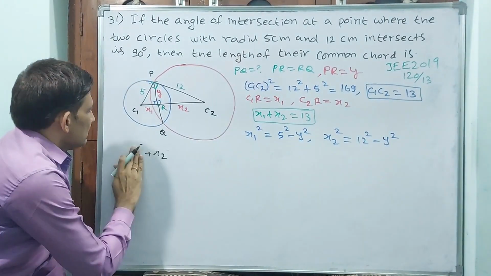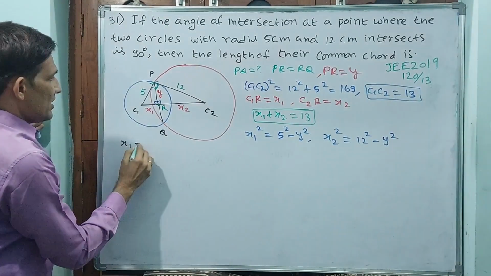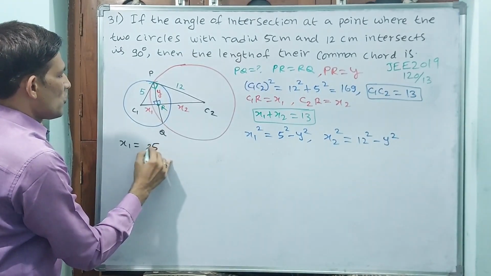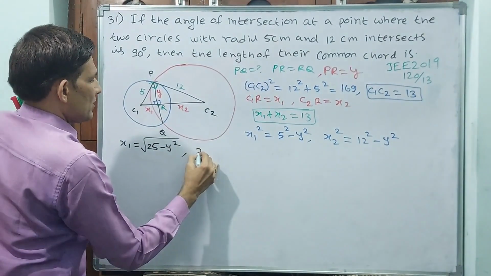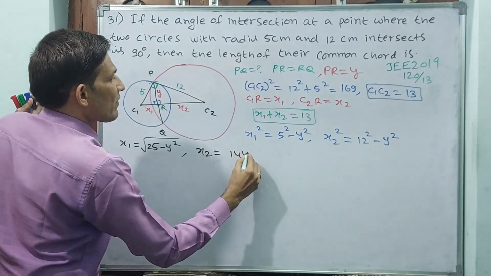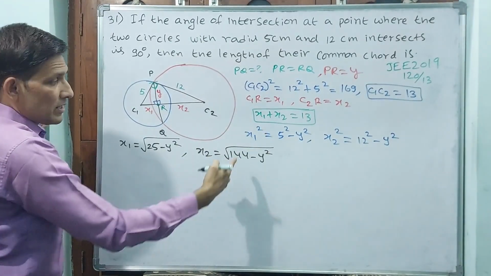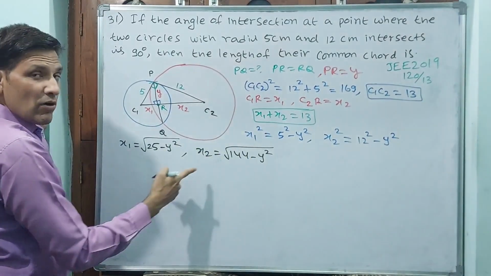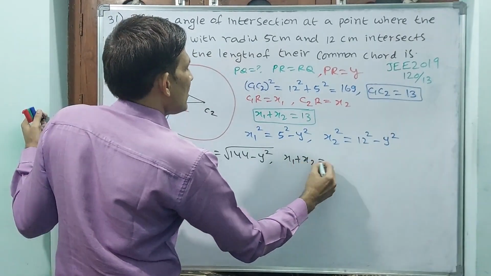Or else, I will take it like this. x1 is equal to the square root of 25 minus y square, comma, x2 is equal to the square root of 144 minus y square. Here it is squared, here it is not squared, that is why we have applied the root. Why? Because x1 plus x2 is equal to 13.